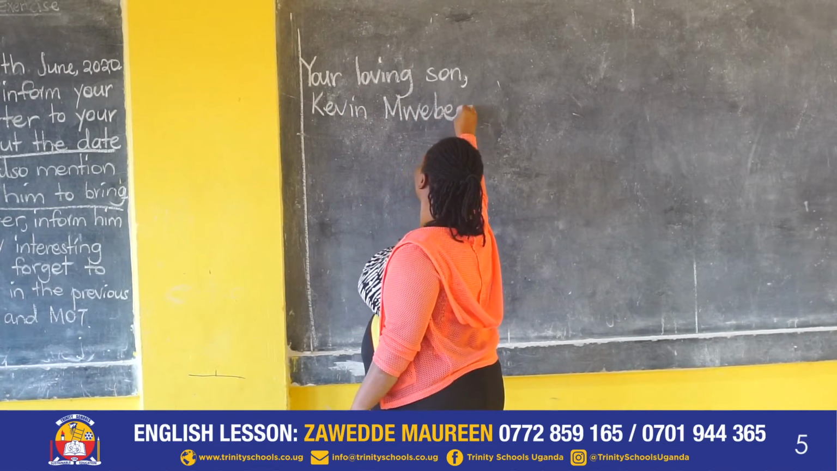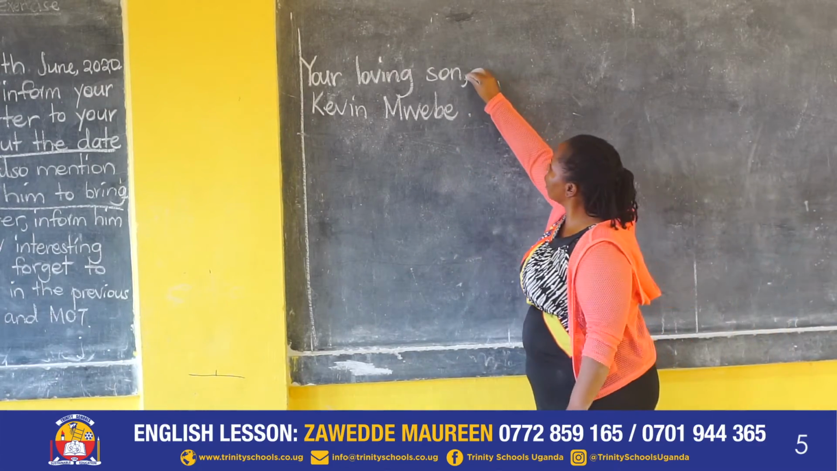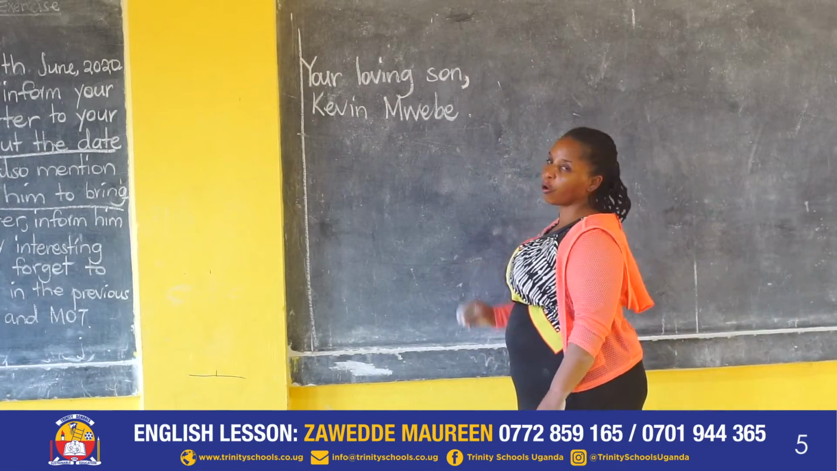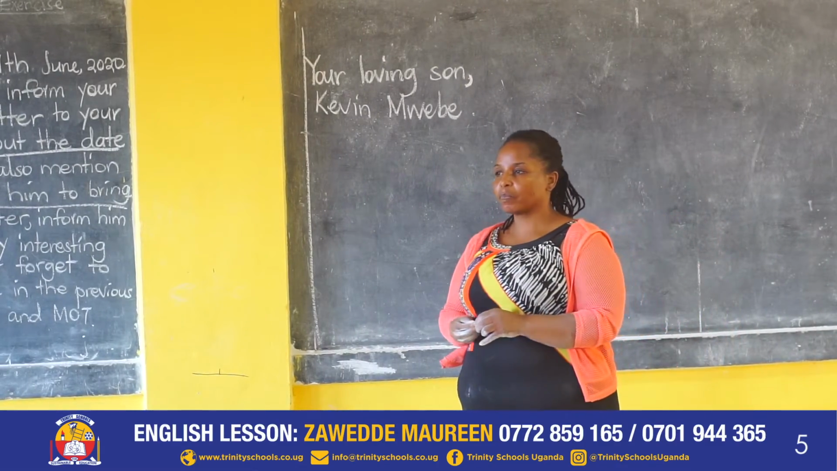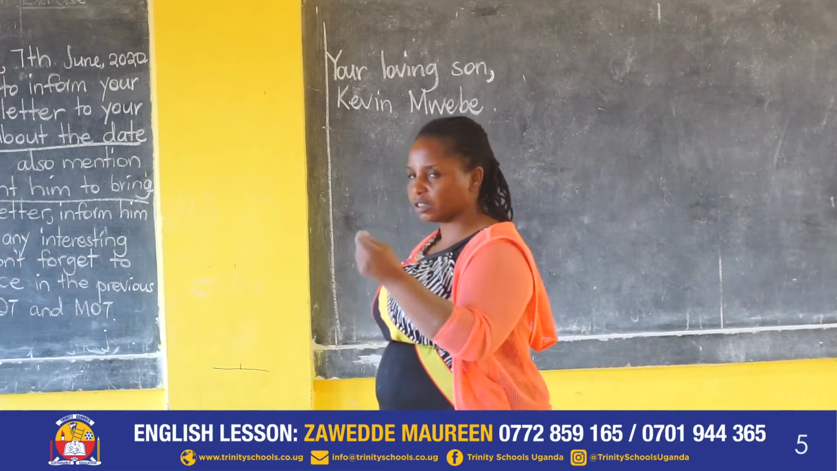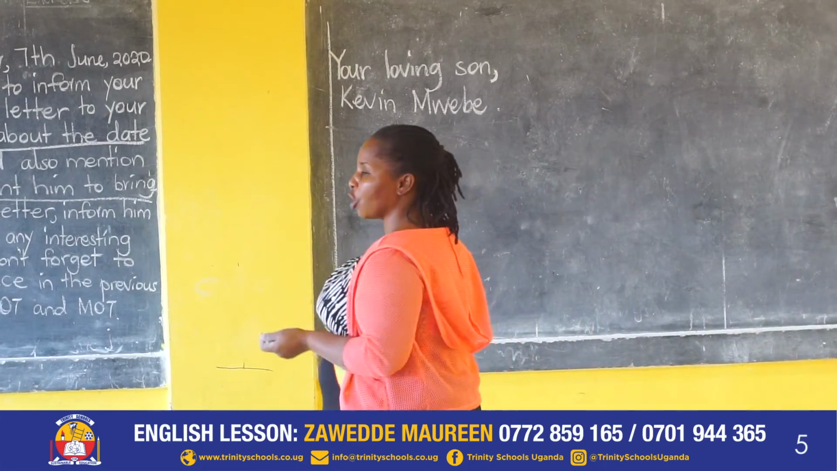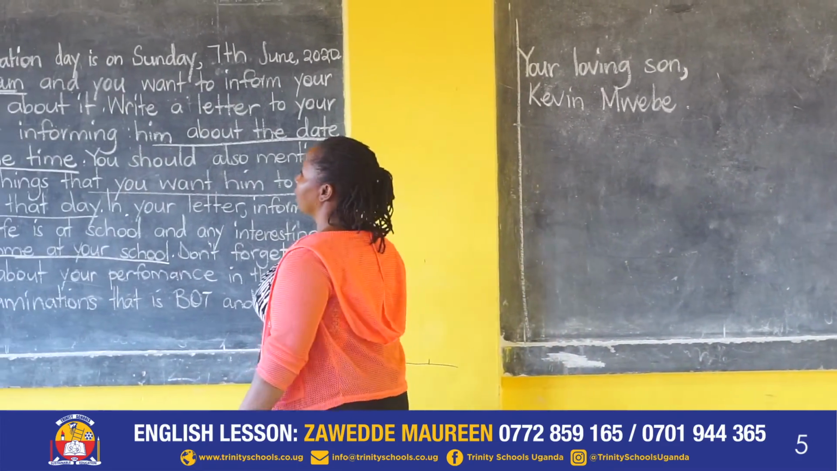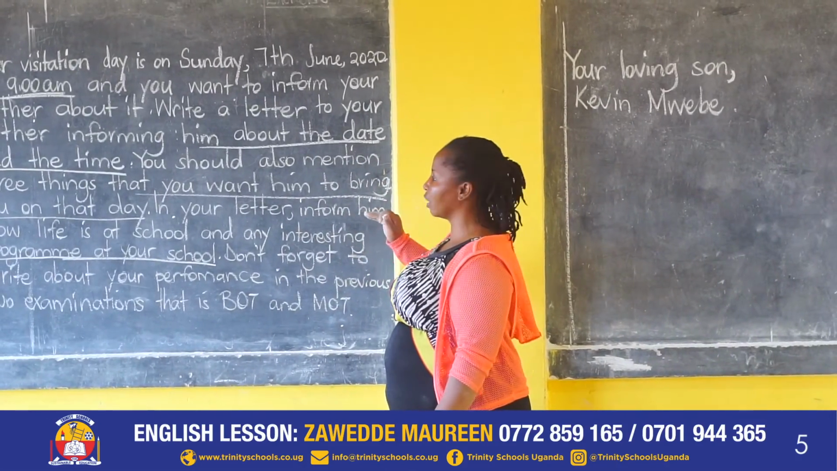Why like that? Don't put a full stop here. Your loving son, you put a what? That's a comma, don't forget it. Your loving son, Kevin. Now, children, at this moment, I know you have picked something. We're going to have a lot of practice in letter writing, but at this time, you've picked something.